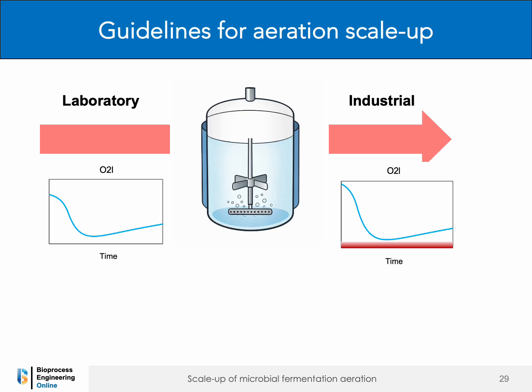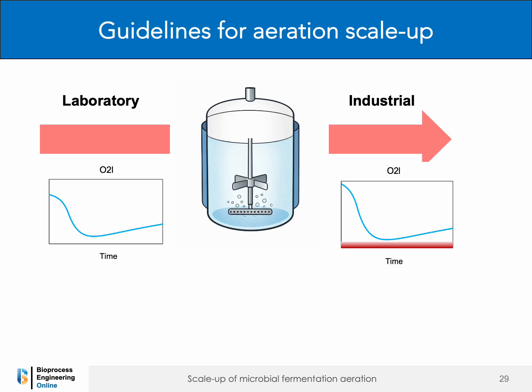In the final part of this tutorial, building on the analysis of scale effects, we propose practical guidelines for the scale-up of aeration systems in microbial fermenters. When scaling up from laboratory to industrial fermenters, the objective is not to reproduce the dissolved oxygen dynamics observed at small scale, as this is generally impossible.